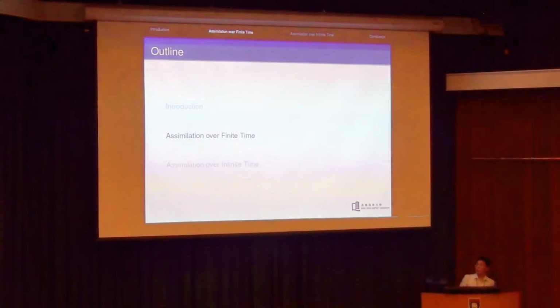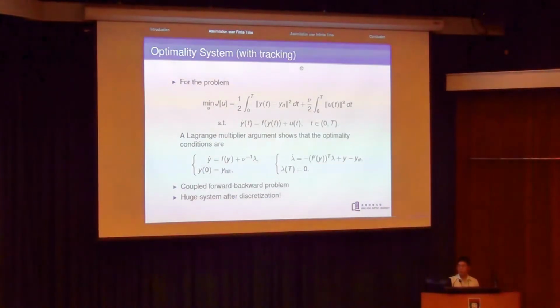So the rest of the talk is going to be divided into 2 parts. The first one is going to be assimilation over finite time, that's when my data lives on a time interval 0 to T. And then the second part will be on what happens when I have a data stream that can go on forever. The techniques are a little bit different.